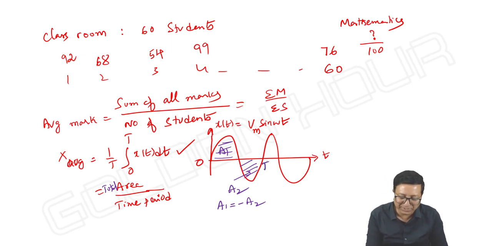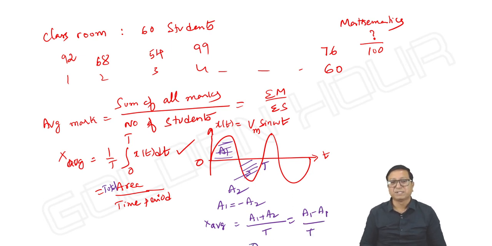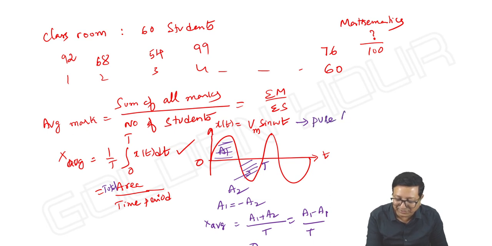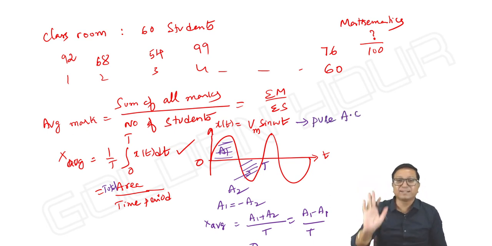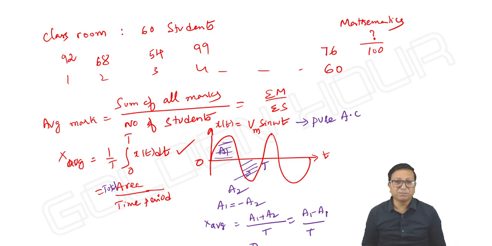But it has some time period, no doubt about it. So its average value, average amplitude, is equal to total area, A1 plus A2, divided by the time period. A1 is equal to minus A2, divided by T, it is simply 0. Average amplitude is 0 as far as this signal is concerned. Average amplitude 0 means this is a pure AC, in the sense it doesn't contain any DC term in it. Very simple meaning.